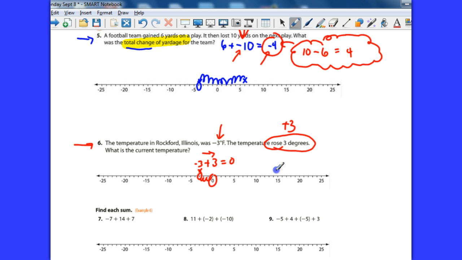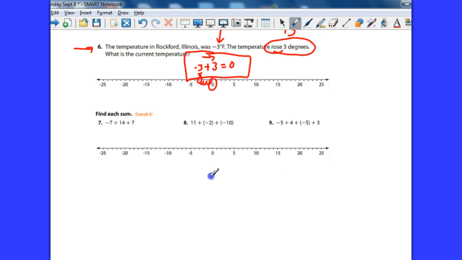There it is. And on the previous page, there were some notes that I kind of skipped over. But whenever you add opposite numbers, the answer is always 0, which is what happened there. So let's go on down the page here. At number 7, let's take a look at that. Notice on 7, it says find the sum. You need to know that word. That means to add. Find the sum means add those numbers together.